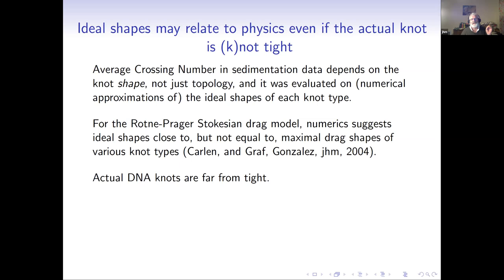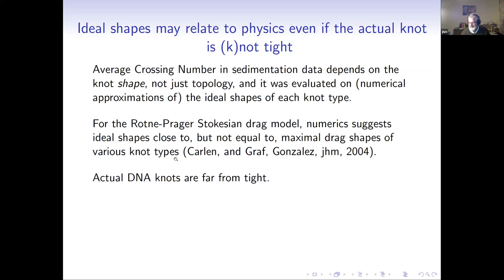So for example, Stokes flow is very viscous liquid flow. And there are different models of computing a drag matrix. One of the standard ones is Rotne-Prager. If you use the Rotne-Prager model to compute the drag on a filament, the numerics would suggest that ideal shapes are close to, but are not equal to, the maximal drag shapes of various knot types.